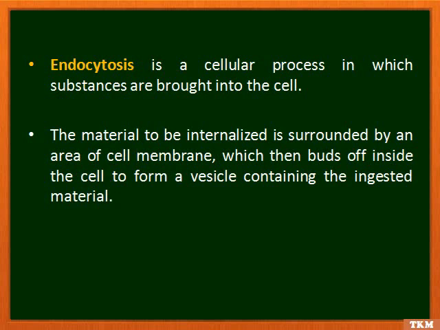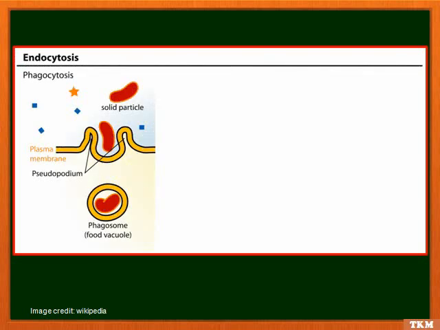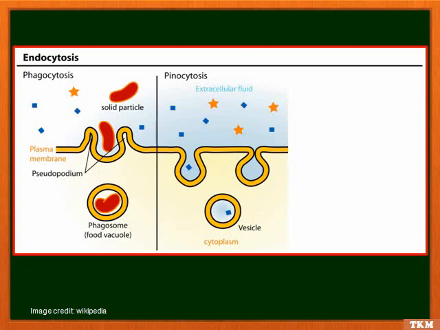like endocytosis. It is a cellular process in which substances are brought into the cell. The material to be internalized is surrounded by an area of cell membrane, which then buds off inside the cell to form a vesicle containing the ingested material. There are different types of endocytosis, like phagocytosis, in which the solid particle is taken inside the plasma membrane by forming a phagosome. There's something called pinocytosis, in which the extracellular fluid enters inside forming a vesicle.